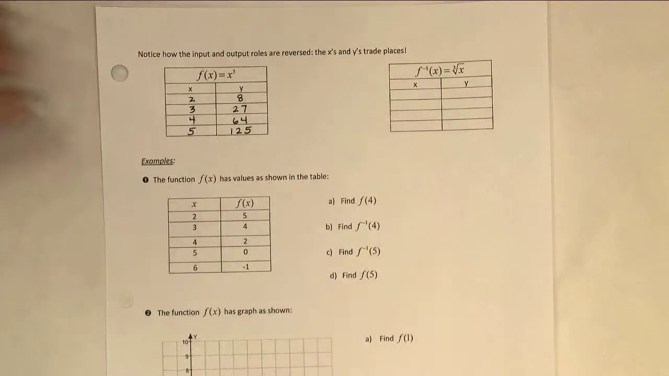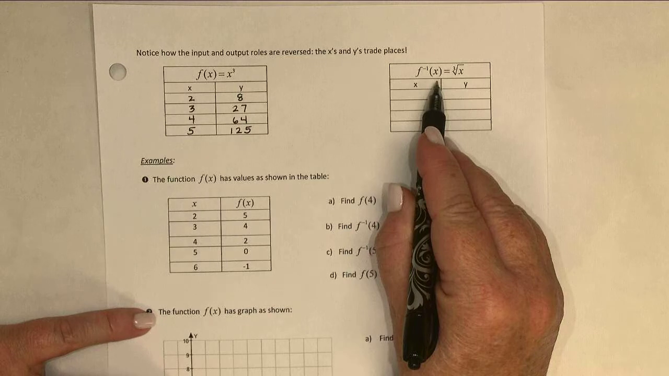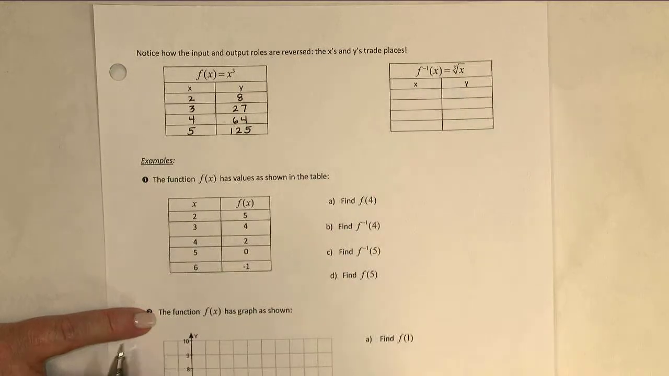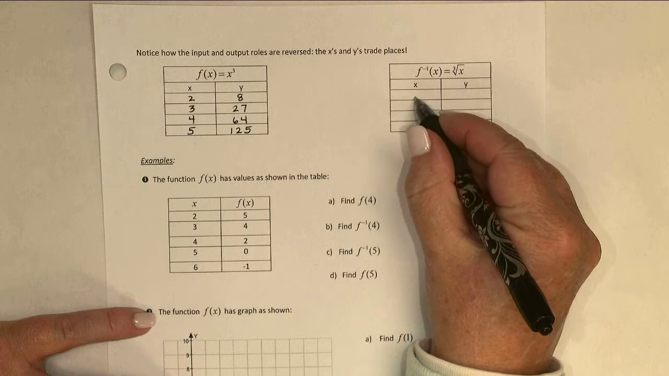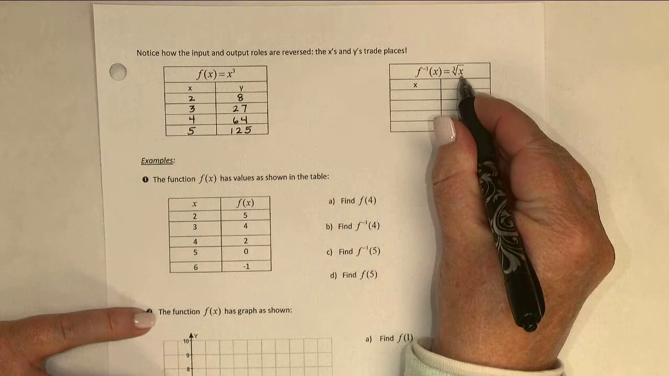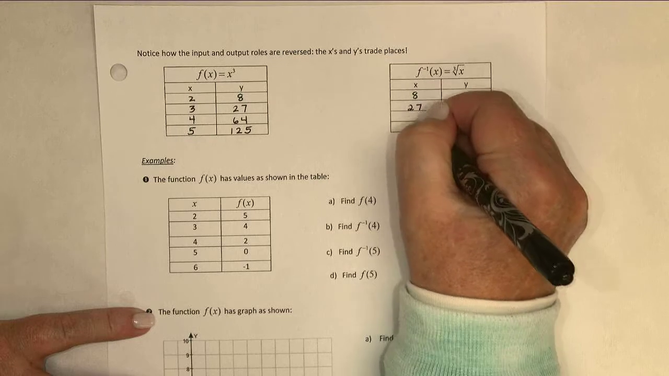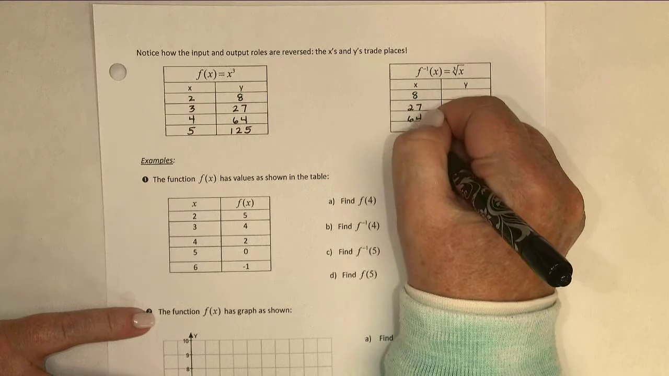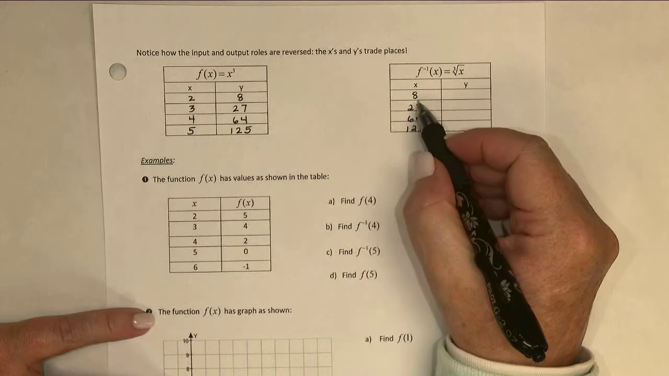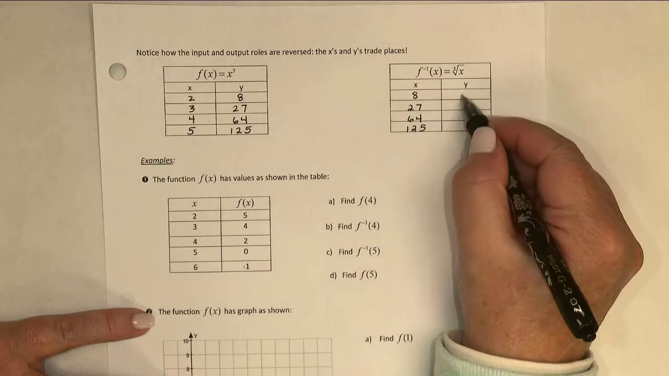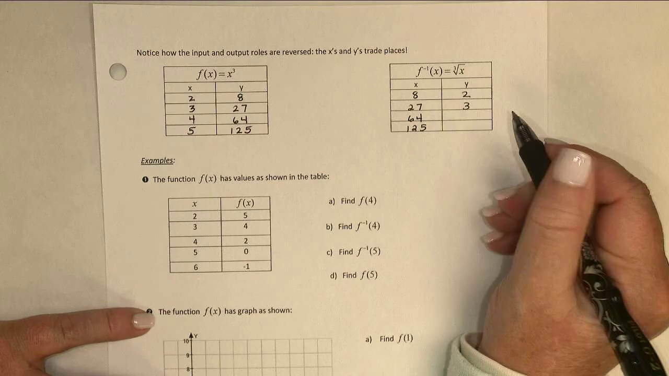Over here, we have the table for the inverse function. And in order to get some nice, easy numbers to work with, it would be nice to use the perfect cubes over here to plug in for the x. So let's just go ahead and use the 8, 27, 64, and 125. So that I can now say the cubed root of 8 is 2. The cubed root of 27 is 3. Cubed root of 64 is 4. And cubed root of 125 is 5.